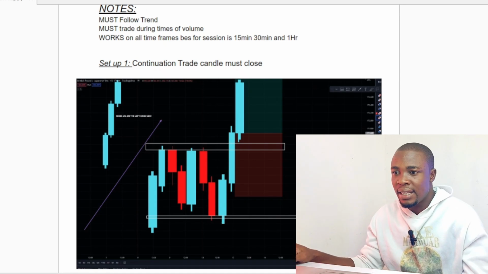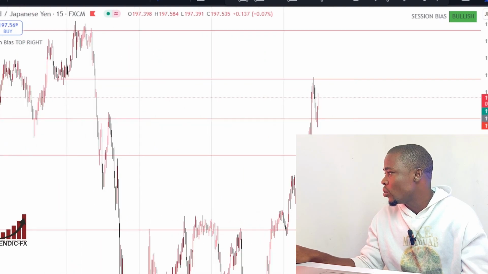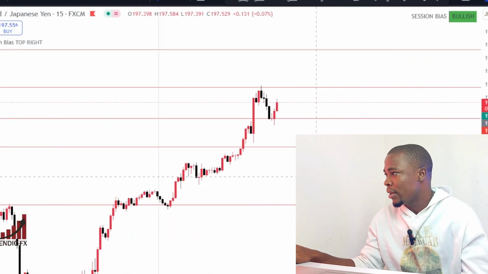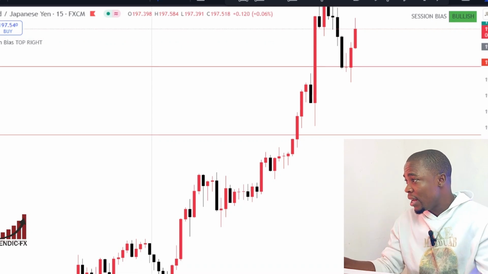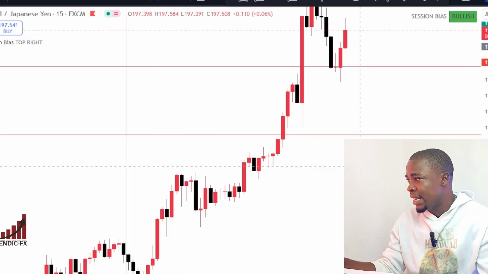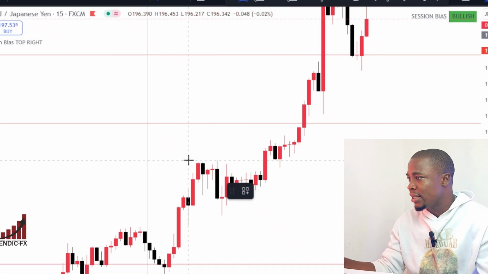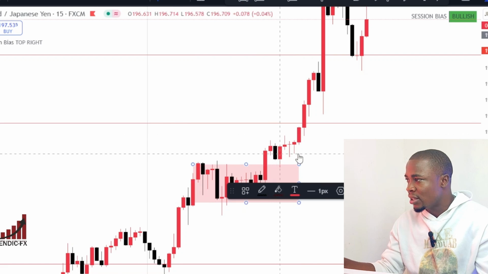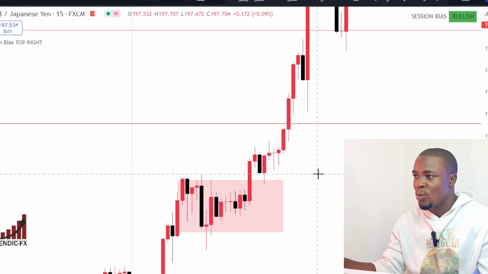Let's go into the chart so that I will show you what that means. So this is GJ. If you are looking at GJ, you have something like that formed. What is formed is a consolidation. A break above that consolidation is your entry. This is what setup 1 is.